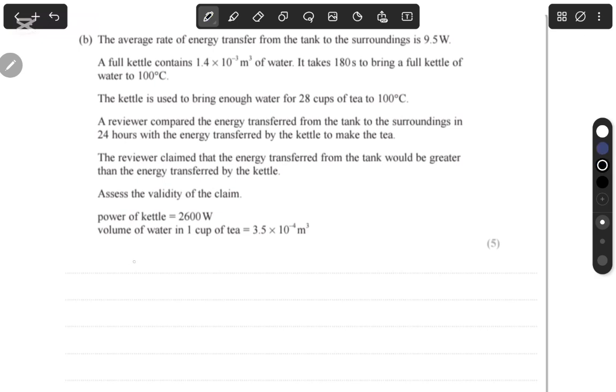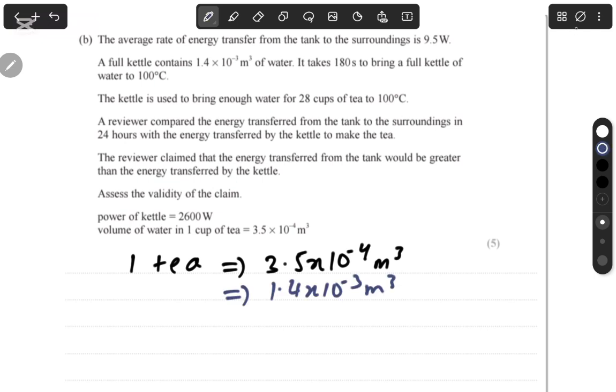So one kettle, so let's first find this out. We have 1 cup of tea, and it contains 3.5 times 10 to the power of minus 4 meter cube of water. And 1 kettle contains this much volume of water, which we have seen above. So I'm going to put X: how many teacups can I make from 1 full kettle?